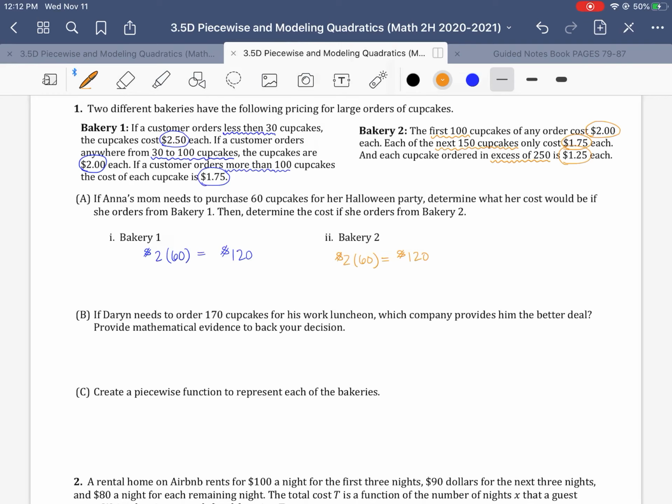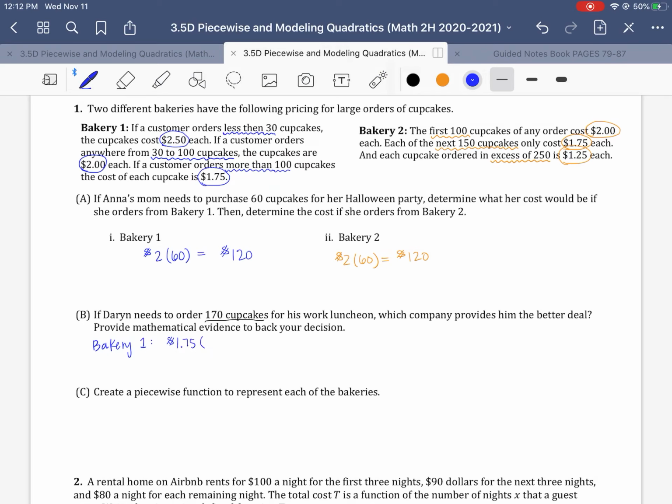Now notice if we change the amount. On B it says if Darren needs to order 170 cupcakes for his work luncheon, okay, so we're looking at 170 here, which company provides him the better deal? Provide mathematical evidence to back your decision. So let's once again look at each bakery separately. Let's look at Bakery 1. He's going to order 170 cupcakes, that's definitely not less than 30, definitely not between 30 and 100. So he's going to order more than 100 cupcakes. So they're actually going to be $1.75 each.